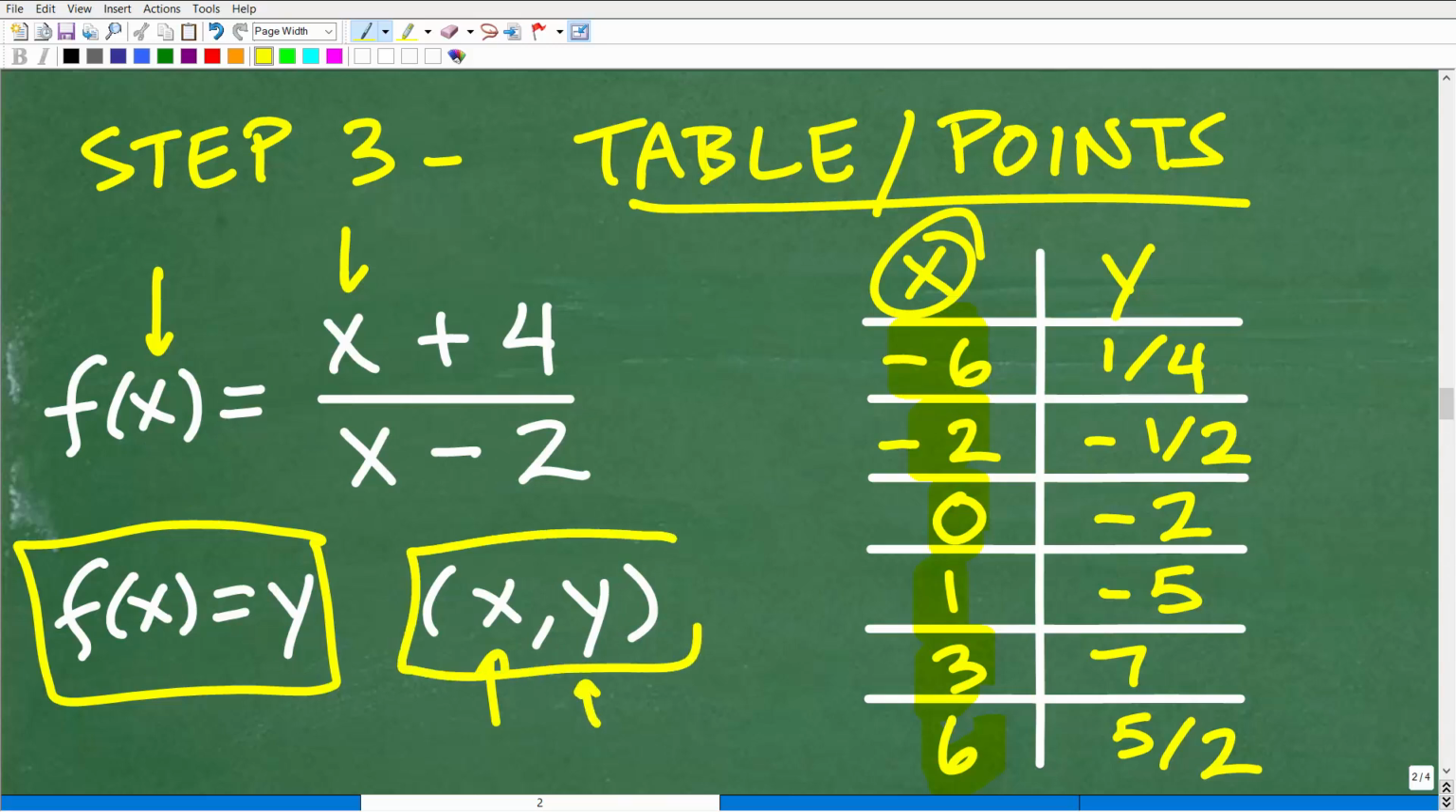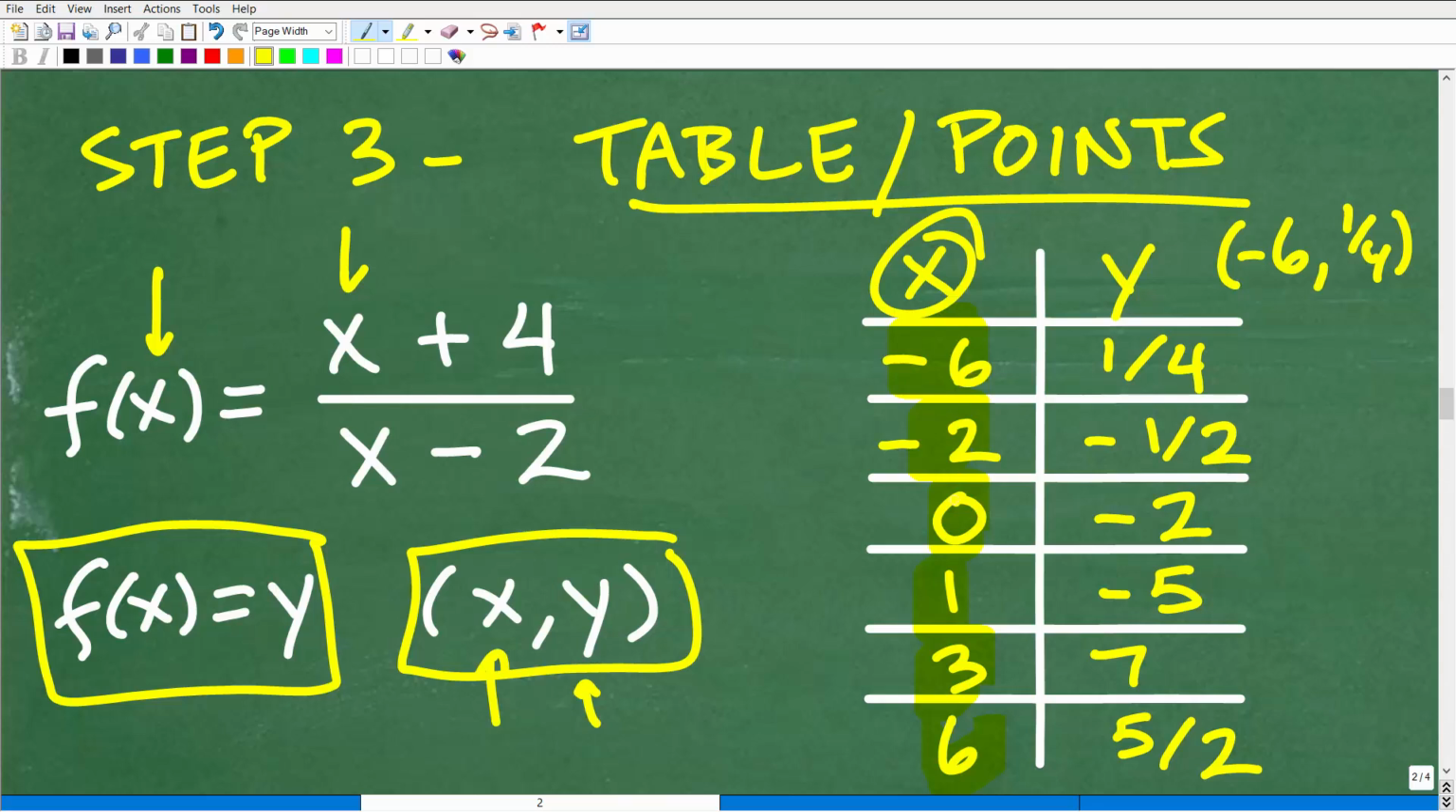And these combinations right here, like -6, 1/4, this is the ordered pair -6, 1/4. In other words, this is a coordinate that we can plot. So these points are in fact on the function. Now this is where we're going to be kind of playing connect the dots.